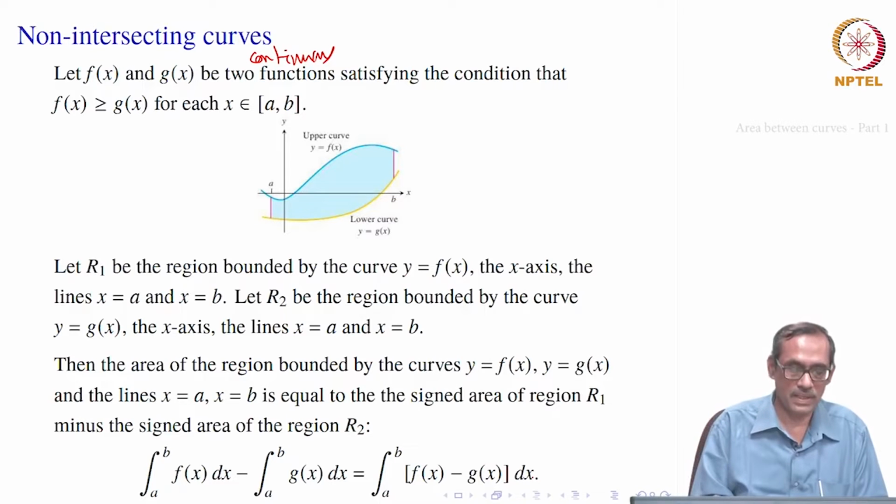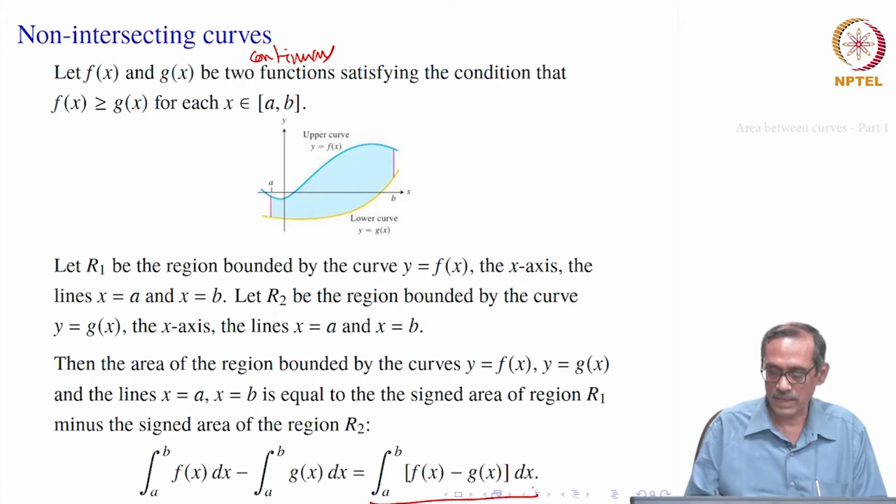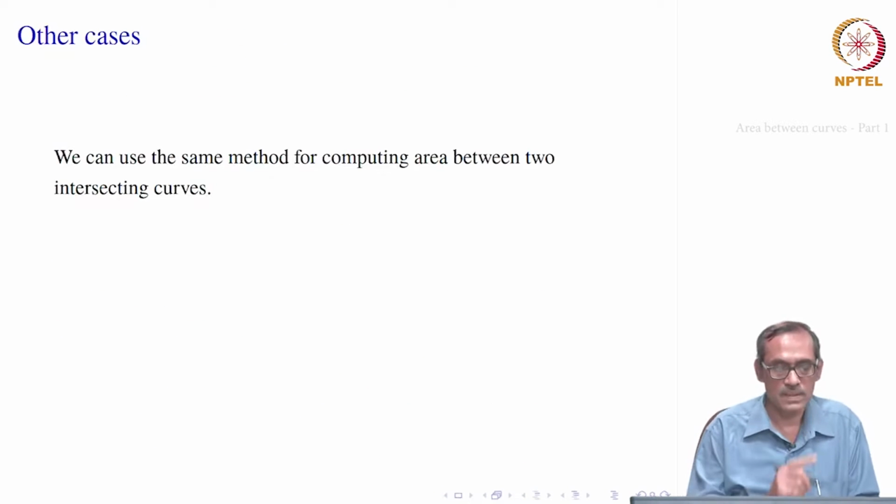Okay, let us apply this. All that we remember: if f of x is greater than or equal to g of x for every x in a to b, and you can integrate them, then the area bounded by those two and the lines x equal to a, x equal to b is integral a to b f x minus g x dx. Okay. So, let us see other cases.